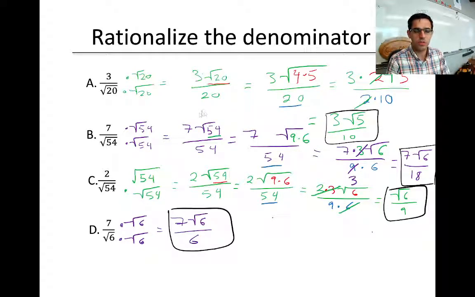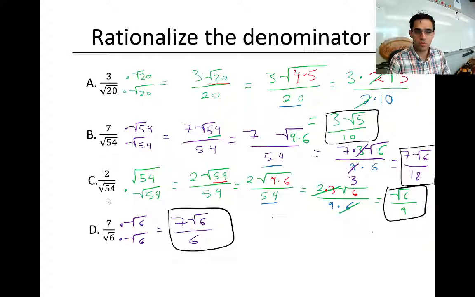Alright, example B, we're going to do the same thing. The denominator is root 54. So I'm going to multiply the numerator and the denominator by root 54. Root 54 times root 54 is just 54. On the bottom we have 54, and on top we have 7 root 54. Now I'm going to go about simplifying the root 54. I'm going to simplify my fraction, cross off a 3 on top and bottom. I'm left with 7 root 6 over 18 as my rationalized and fully simplified answer.